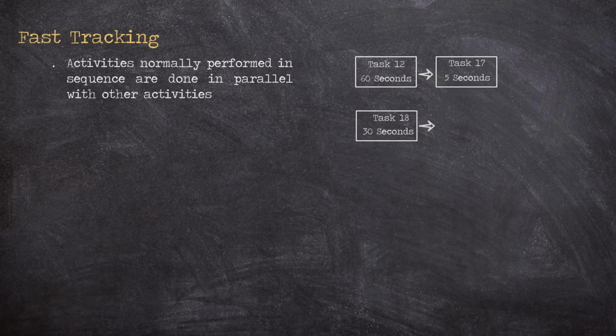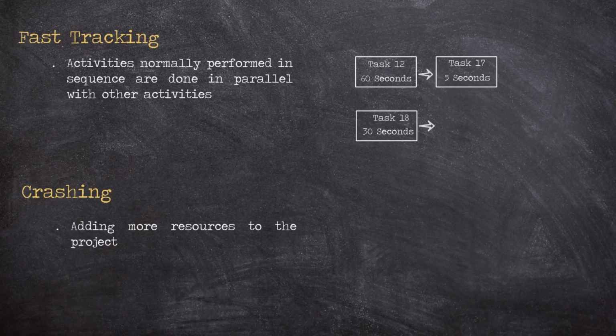The other technique is crashing, which involves adding more resources to the project to finish it faster. So example, you may ask a family member to help out with the task so you can finish quicker.